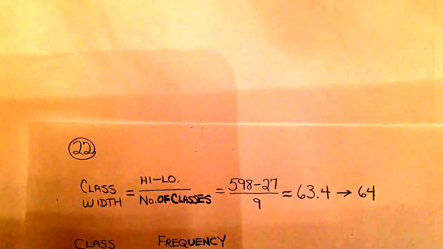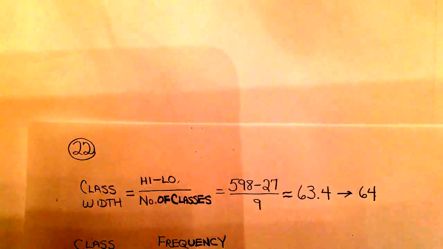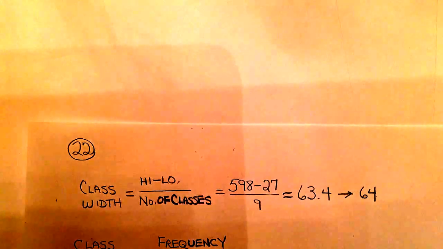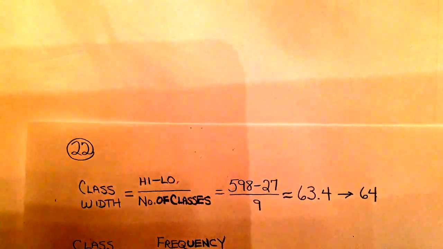Okay, so for what we have in the case of number 22, we're looking at forming a frequency distribution with 9 classes, and for the set of data given, we have a minimum value of 27 and a maximum value of 598.